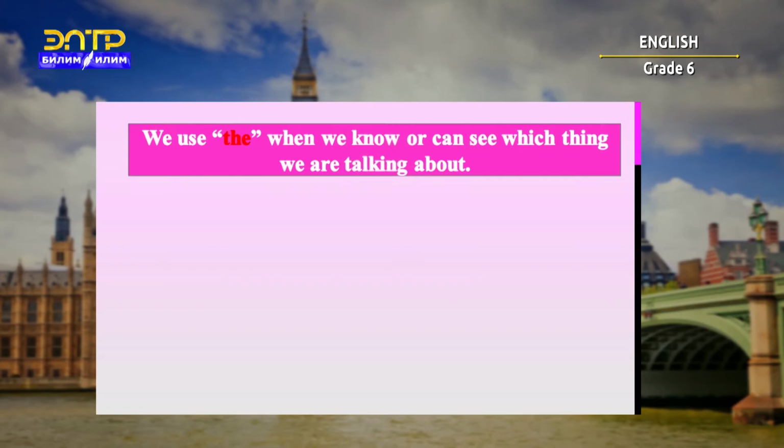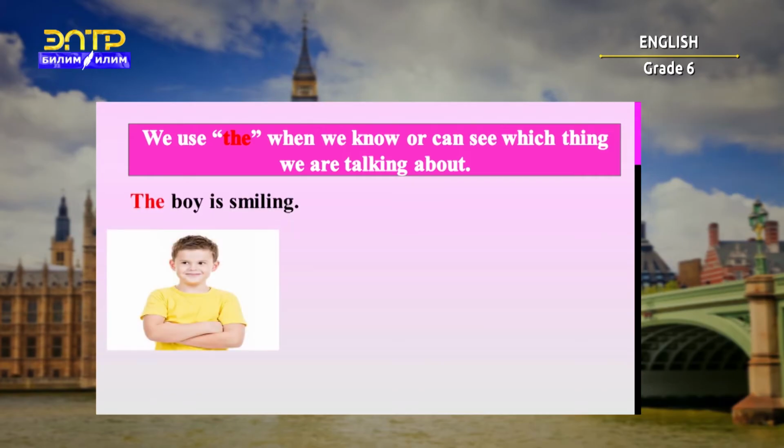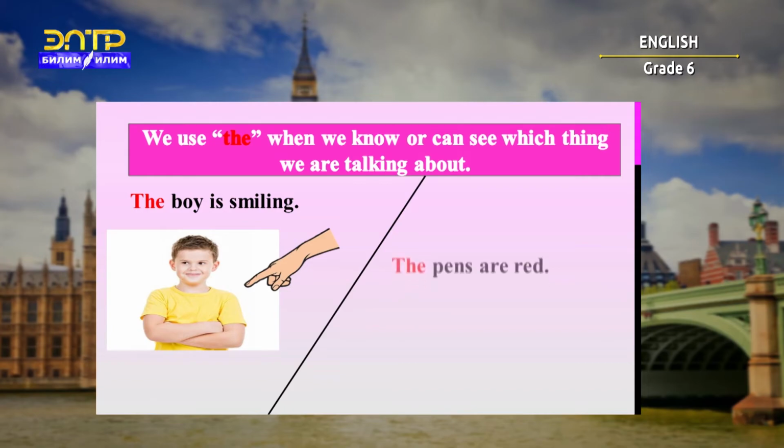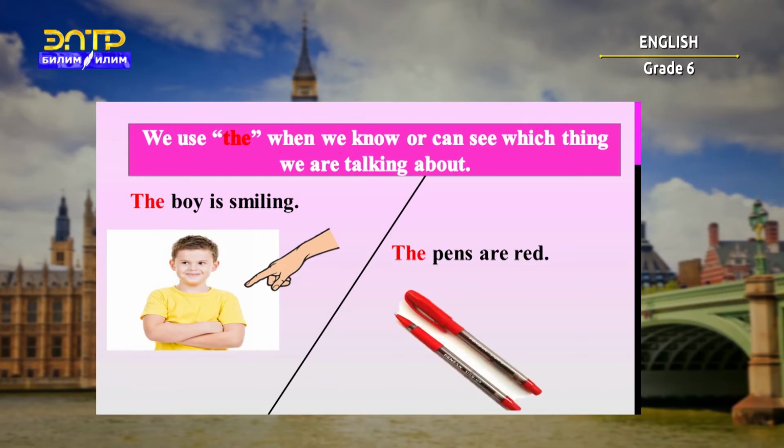Now, it's time to learn about article the. We use the when we know or can see which thing we are talking about. For instance, the boy is smiling. You can see the boy and know what boy I'm talking about. That's why we use the article in the sentence. Let's see the second example. The pens are red. You can see what pens I'm talking about because I'm pointing to them. Therefore, we put here the article the.